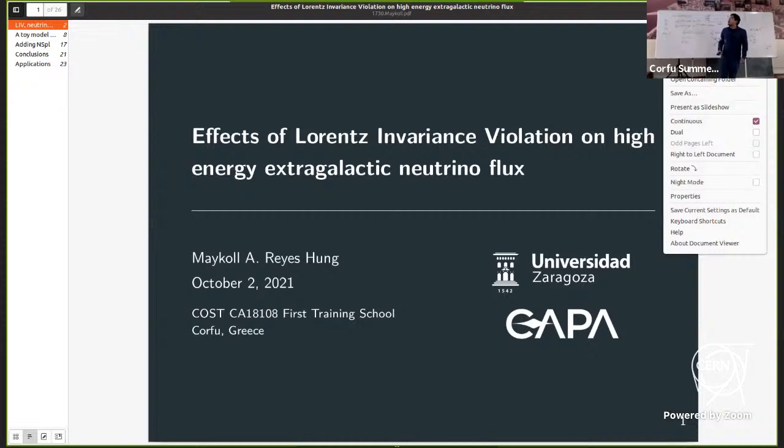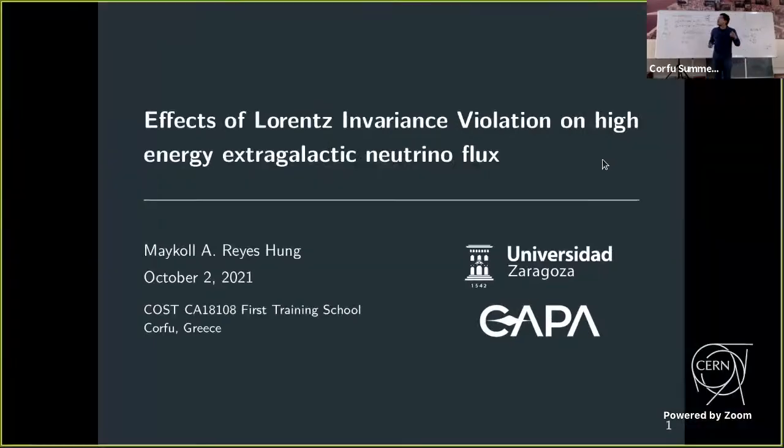So, as you just said, I'm going to talk about the possible effects of Lorentz invariance violation in the neutrino flux.